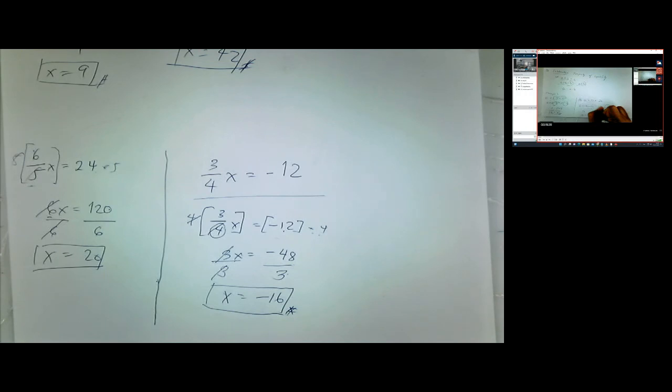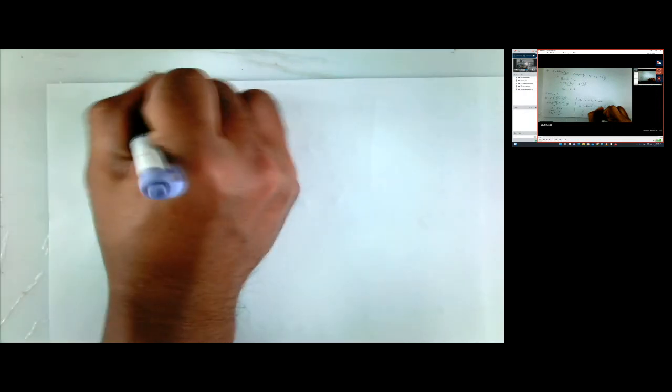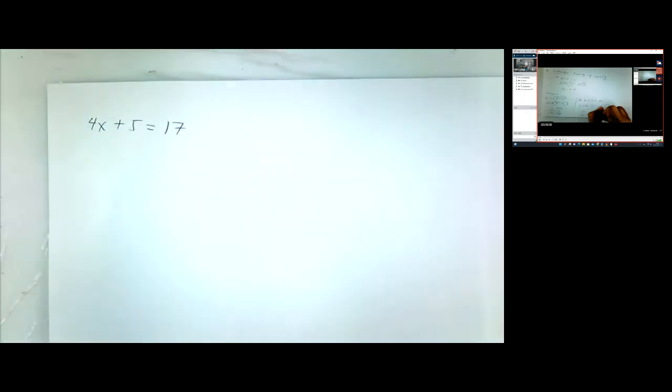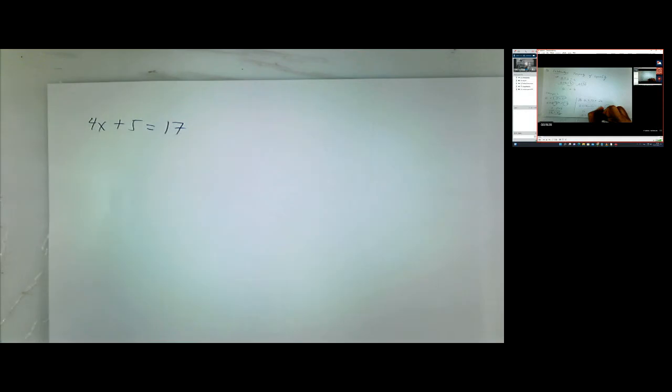Do you understand? So remember, we only have 4 properties: addition property of equality, subtraction property of equality, multiplication property of equality, and division property of equality. So you just need to apply all those rules. Okay, if we have this one, 4x plus 5 equals 17. What do you think is the value of x?